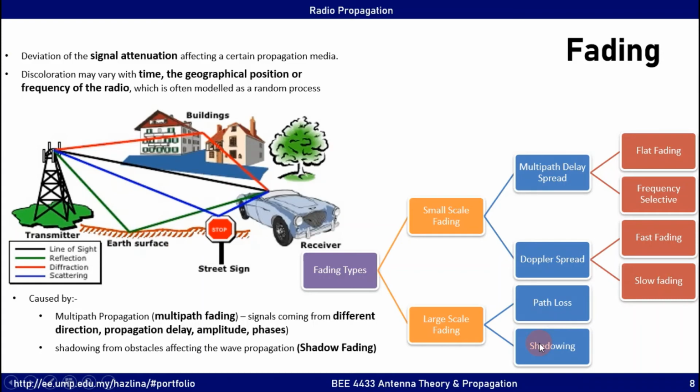Shadowing is a deviation of received electromagnetic power from the average value. It is a result of obstacles over the path between transmitter and receiver. It depends on geographical position as well as radio frequency of electromagnetic waves. Small-scale fading is concerned with rapid fluctuations of received signal strength over very short distance and short time period. It is divided into two main categories, namely multipath delay spread and Doppler spread.